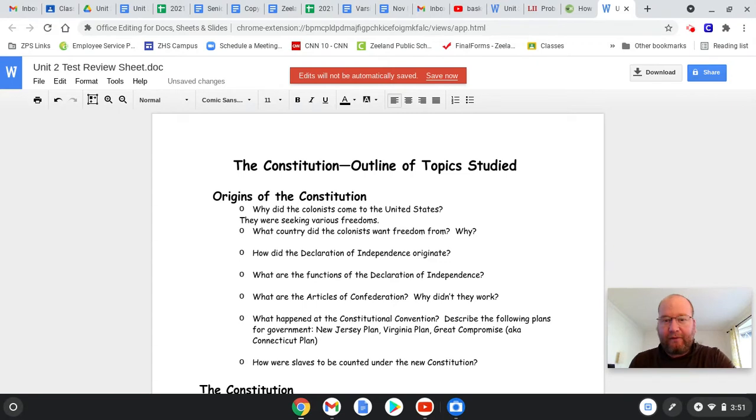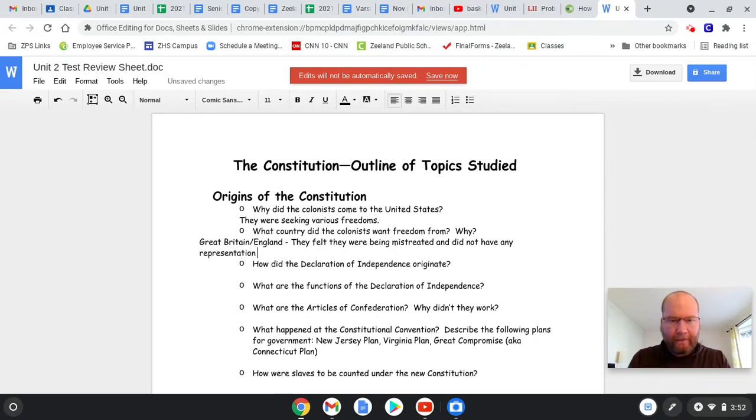What country did the colonists want freedom from? Now, that's when we were colonists here. That would be Great Britain. Or if you want to say England, that's fine, although they're not necessarily exactly the same thing. They felt they were being mistreated and did not have any representation in the government. And that's the government in Great Britain.